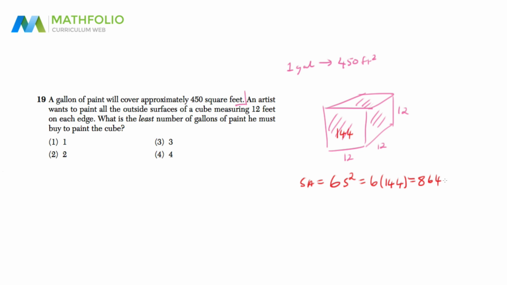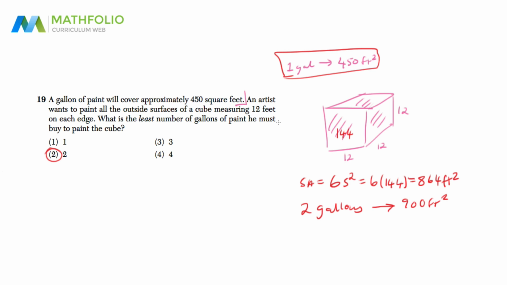Now that's the surface area, so that's feet squared. Now, if we remember this information up at the top, that 1 gallon can cover 450, so therefore 2 gallons can cover 900 feet squared, which would be enough, whereas 1 gallon wouldn't be enough. So therefore, what is the least number of gallons of paint he must buy to paint the cube? So if he buys 2 gallons, that's good enough. That's going to get the job done. So that was the answer to number 19.